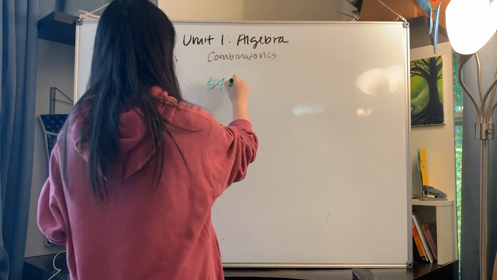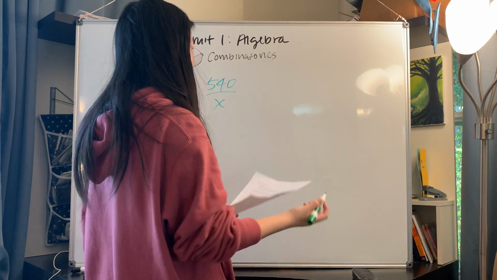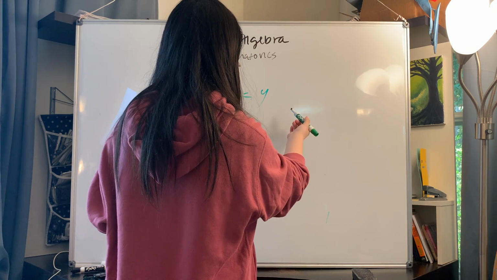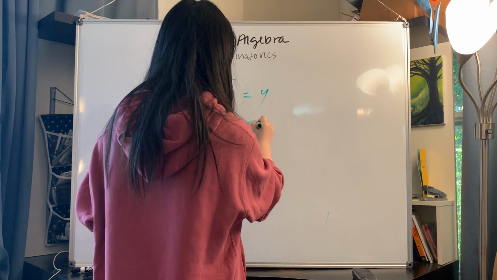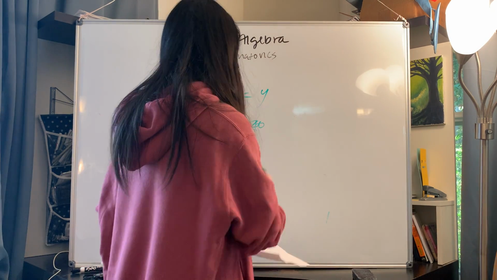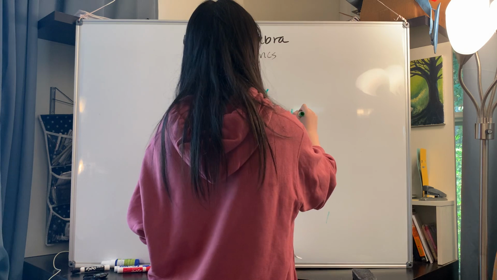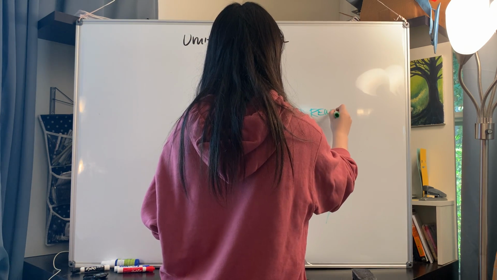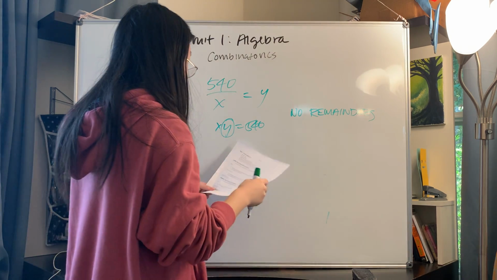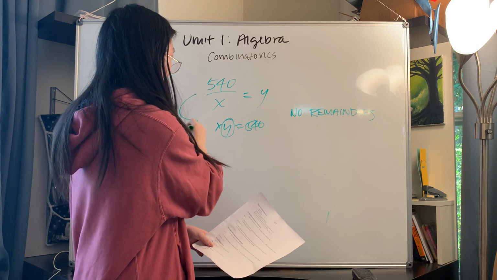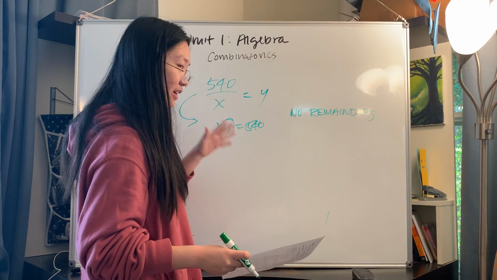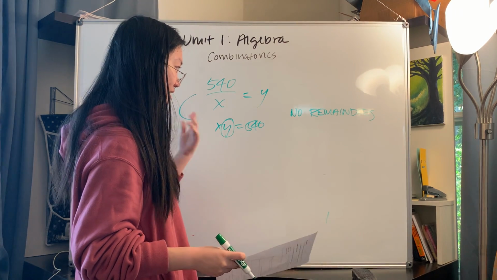So 540 divided by x, and let's just say x is one of its divisors, is equal to some number y, and x times y is equal to 540, although we don't really care what y is. Y is also one of its divisors, by the way. But the important thing to note is that there are no remainders. That means that it divides completely evenly, and, based on what I wrote here, we also know that a divisor of 540 is also one of the factors of 540.